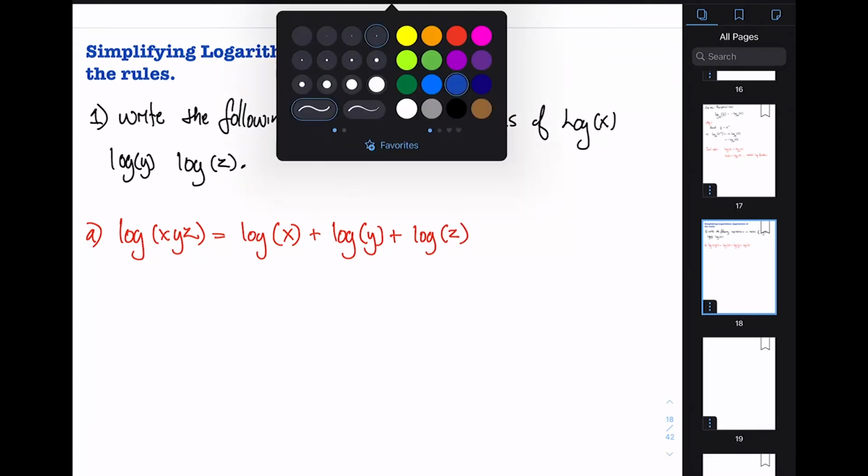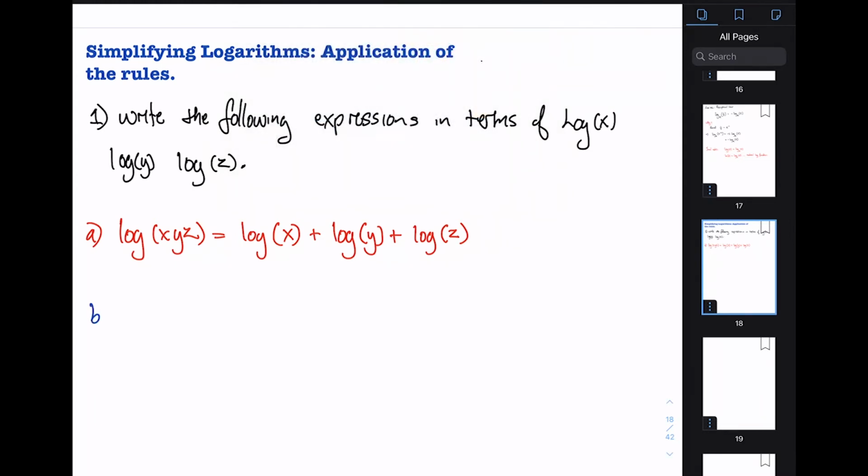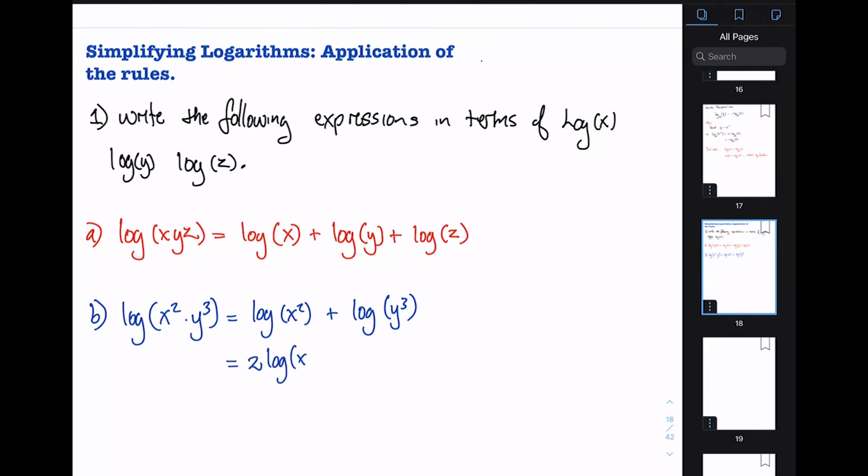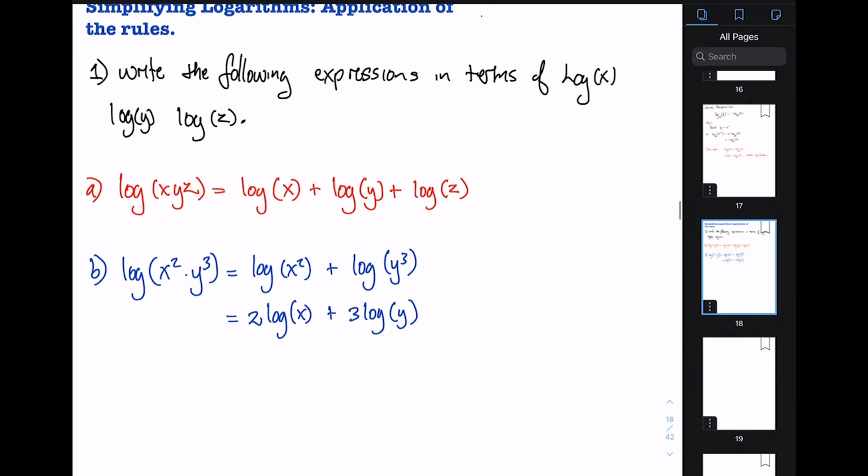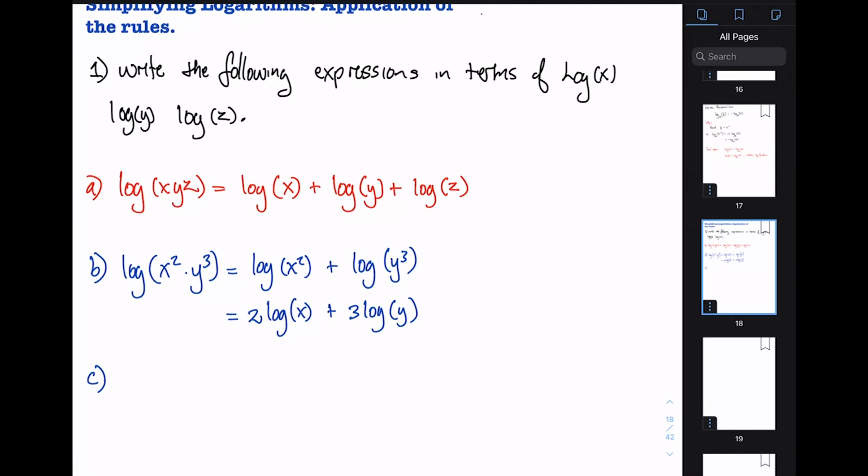Part B, that one was pretty straightforward. Part B gives us the expression log of x raised to the second power times y raised to the third power. So here we have to apply the first rule, which we applied in part A, which is log of x squared plus the log of y raised to the third power. So we separated that product, and now we have the log of an expression raised to a power, so we can bring down the power. Okay, so this becomes 2 times log of x plus 3 times the log of y. There we go. Pretty simple. Nice and easy.